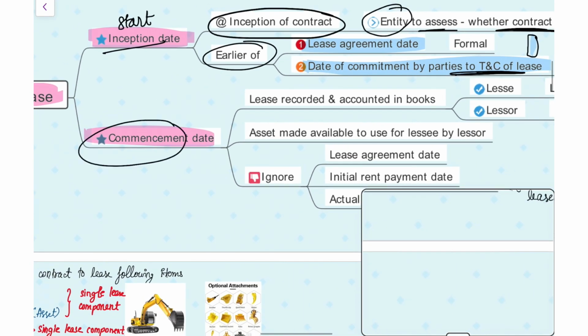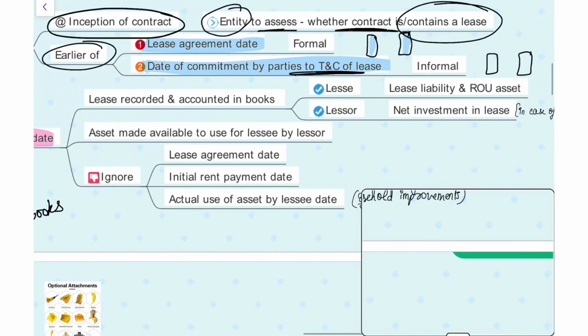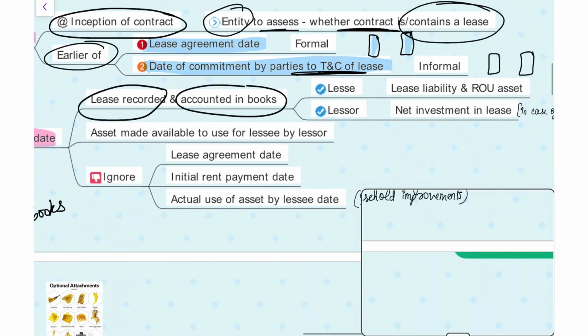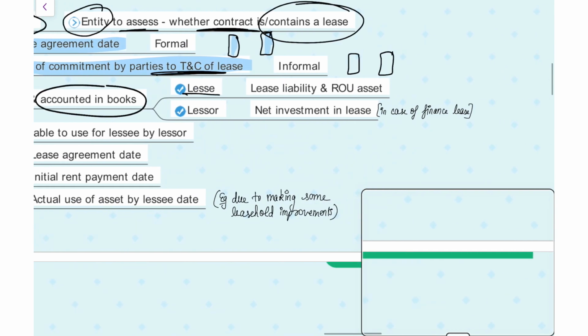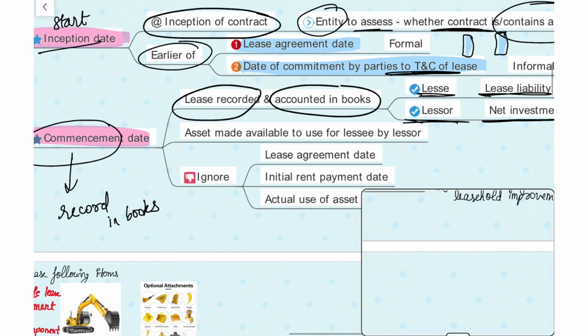Next is the commencement date. What is the commencement date? Commencement date is the date at which you are going to record the lease in your books. Okay, yes. So the lease will be recorded and accounted in the books. So the lessee in his books will create a lease liability and a ROU asset, and the lessor in his books will create a net investment in lease if it's a finance lease. We'll understand this in the later part of the chapter.